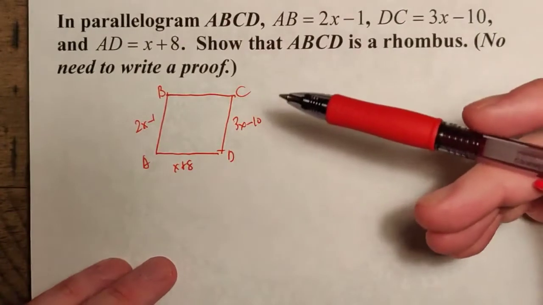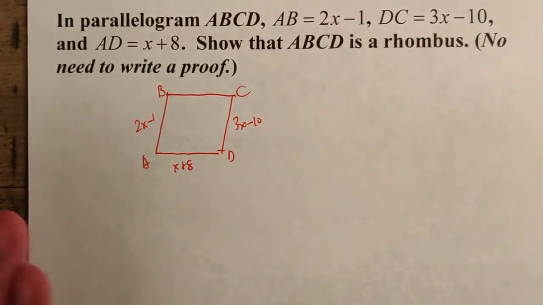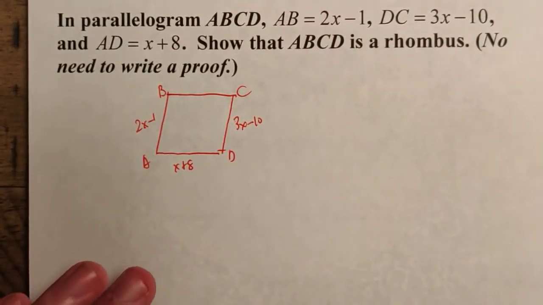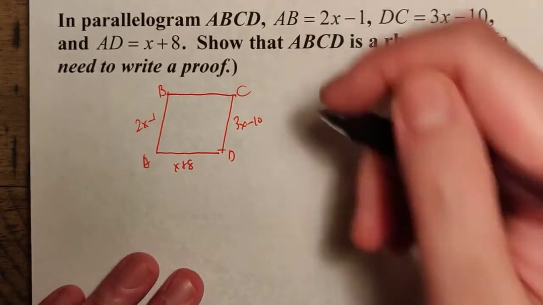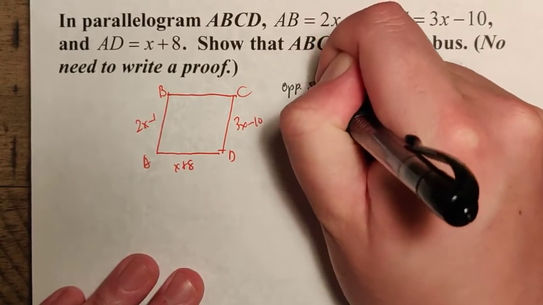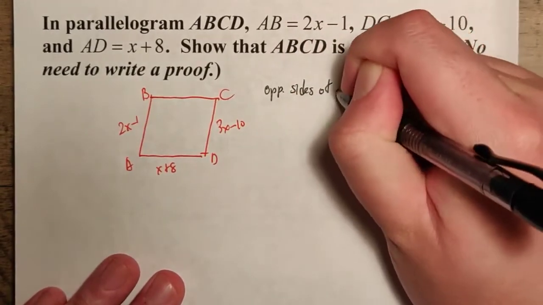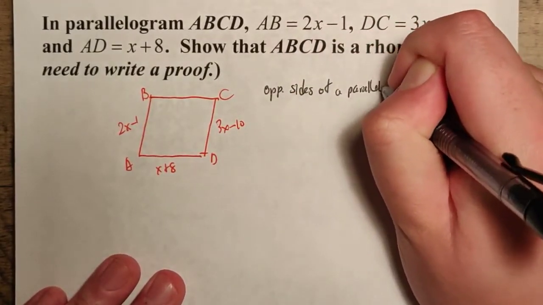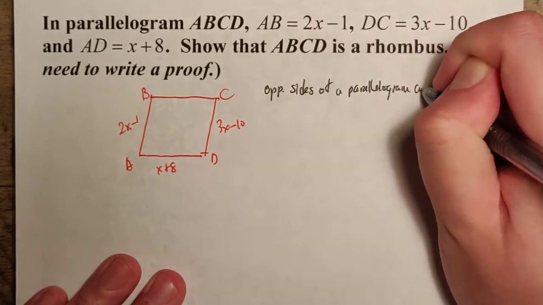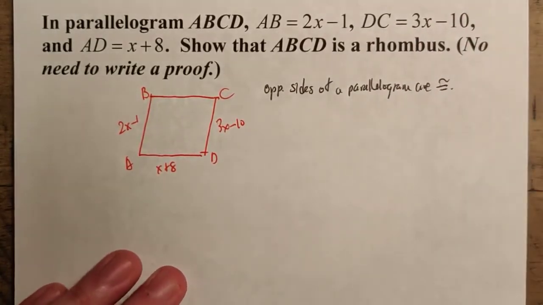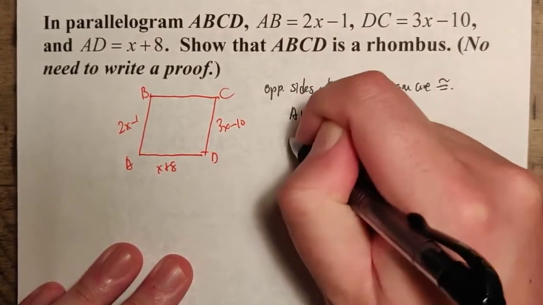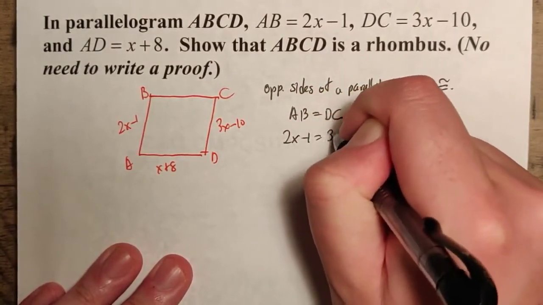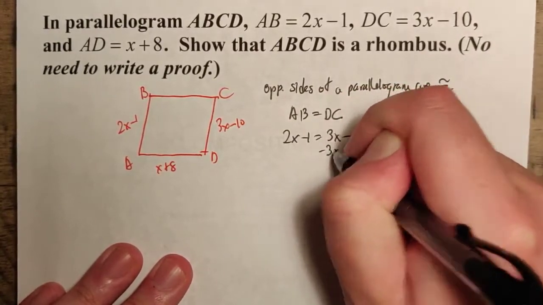So we note that in this situation, we have ourselves a parallelogram. And as I'm sure you recall, one of the properties of a parallelogram is that the opposite sides are congruent. So we can say the opposite sides of a parallelogram are congruent. As a result, we can now set up that AB equals DC. So 2x minus 1 equals 3x minus 10. So we can go ahead and set that up.